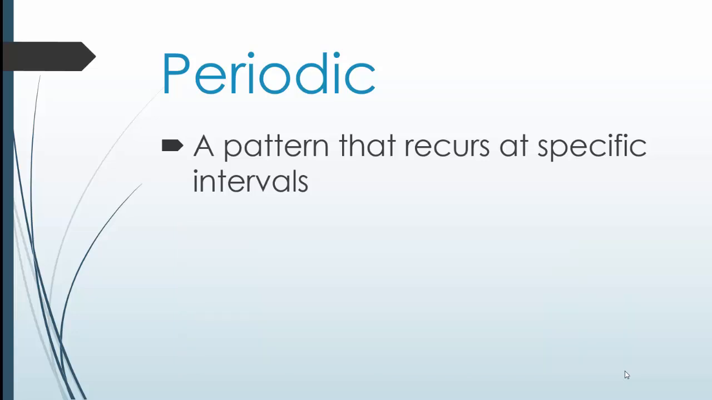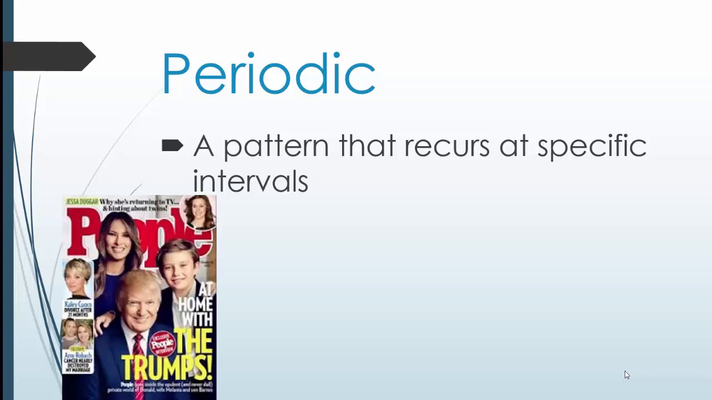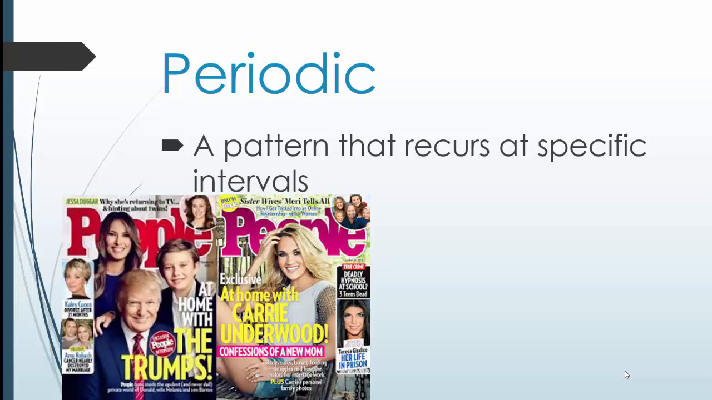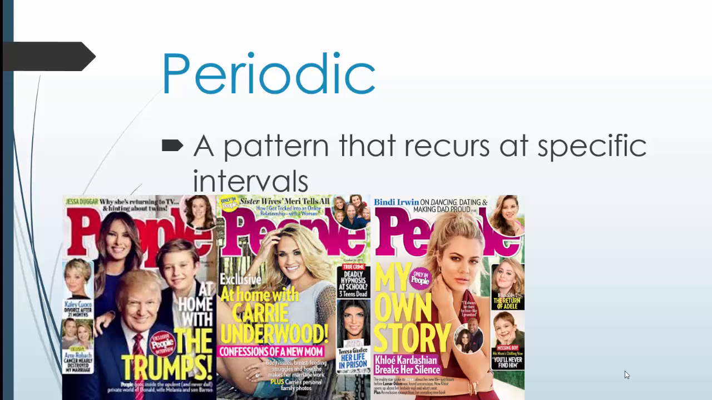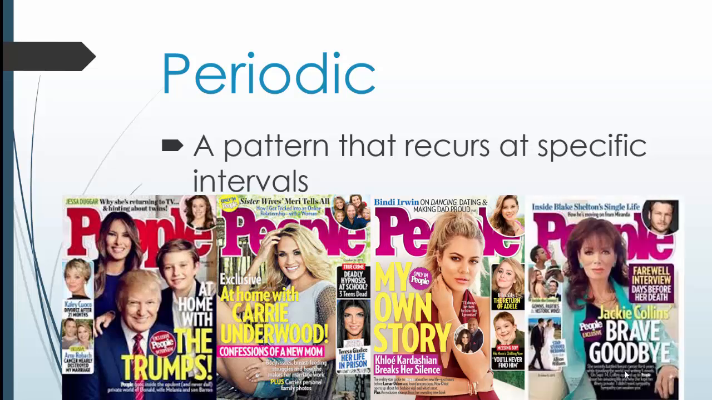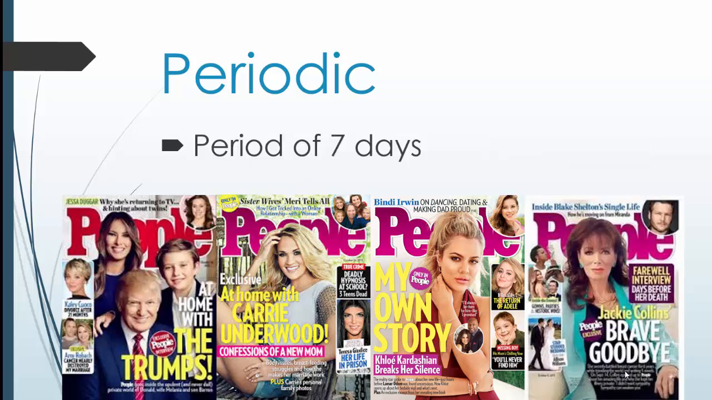Magazines are frequently called periodicals. If you happen to get People magazine, you get it on Saturday. Then the following Saturday, you get another one. And then the following Saturday, another one. And the following Saturday, another one. You would call that a periodic pattern, and you would say the period here is 7 days.